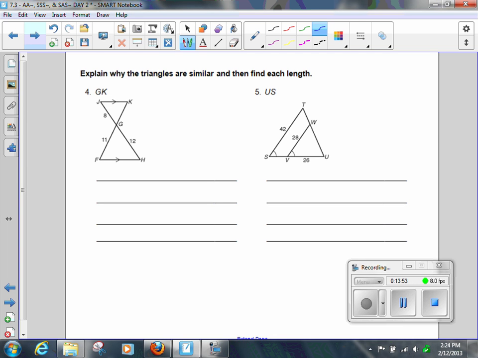What does it appear to be? Side angle side. You're thinking that it's going to be side angle side. Vertical angles, good. And it looks like a bow tie. But it says explain why the triangles are similar and then find each length. What segment do you have to find?